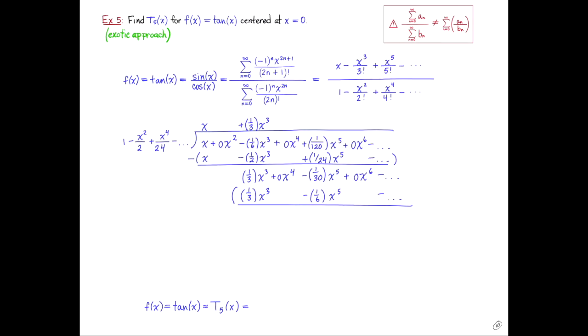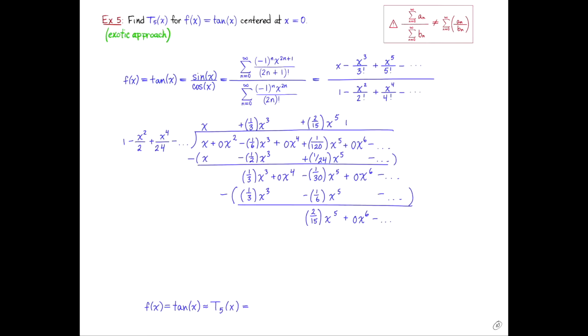Subtracting the second line from the first, the terms with an x cubed cancel out. Negative 1/30 minus a positive 1/6 gives us 2/15 times x to the 5th, bringing down our term with a 0 plus 0 x to the 6th minus ... 1 goes into 2/15 x to the 5th, positive 2/15 times x to the 5th.